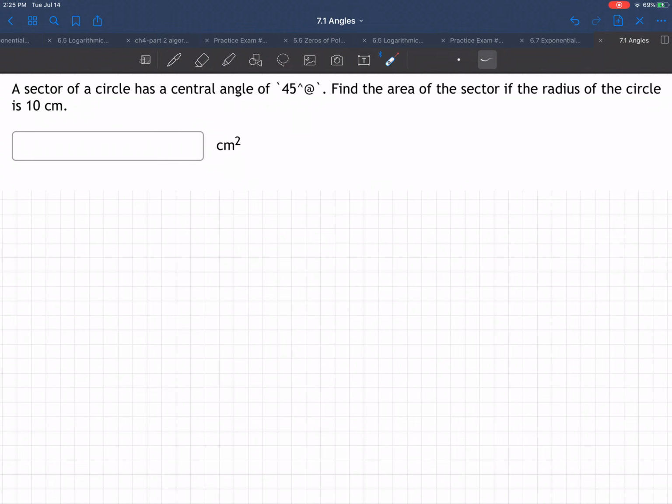Here's an example about finding the area of a sector of a circle. The sector has a central angle 45. That says 45 degrees. It's funny notation here. Find the area of the sector if the radius is 10. Okay, so let's take a look.